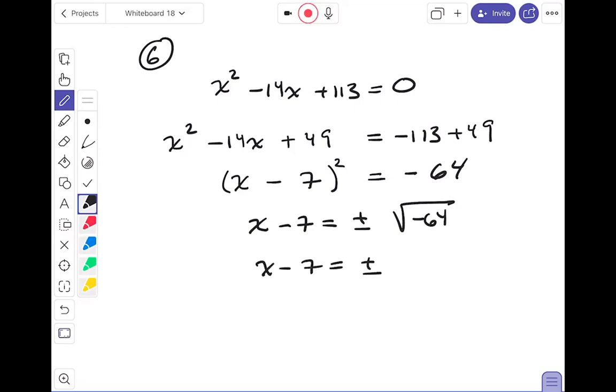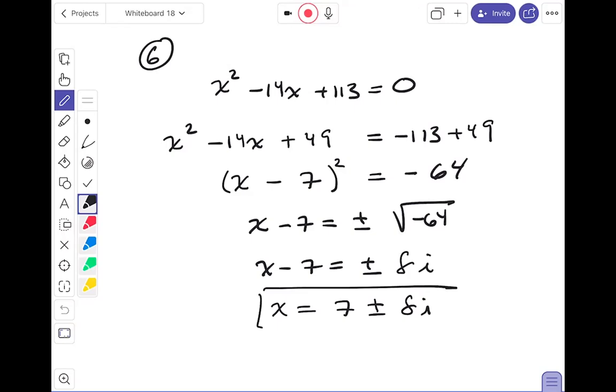Well, I do see the minus 1. That's going to be i. The root of minus 1 is i, and the square root of 64 is 8. So it's going to be 8i. What am I going to do now? I'm going to add 7 to both sides, and I get 7 plus or minus 8i.